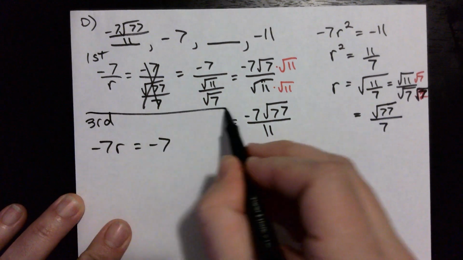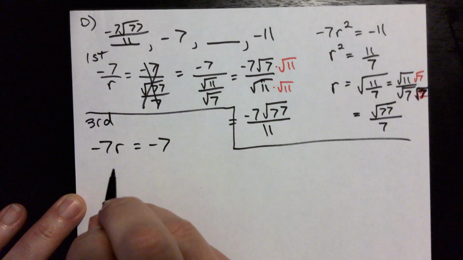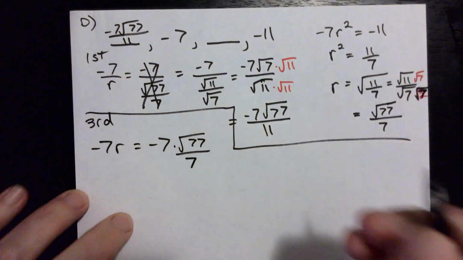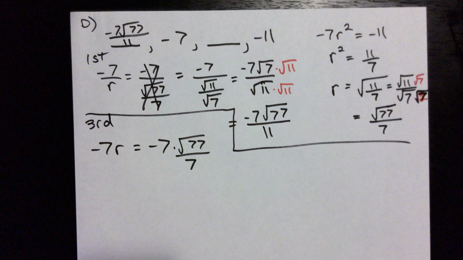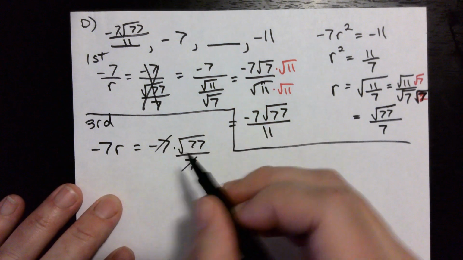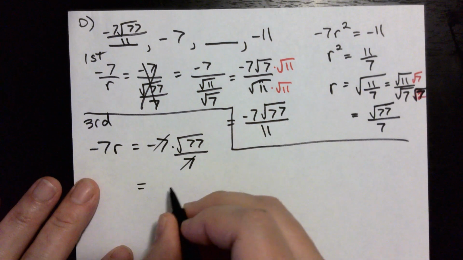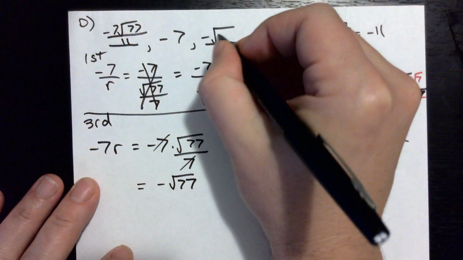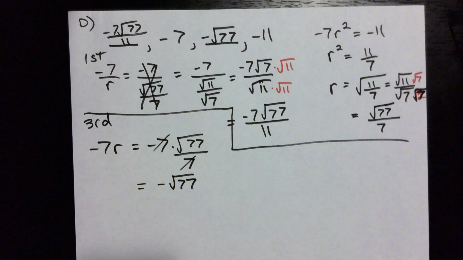Okay, so running out of room here. So that's square root of 77 over 7. Okay, and let's see, the 7s cancel out. The negative doesn't, though. So that becomes negative square root of 77, and that is our third term. And that's it.